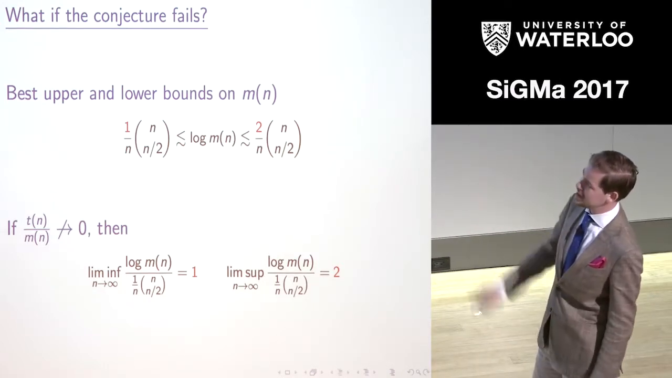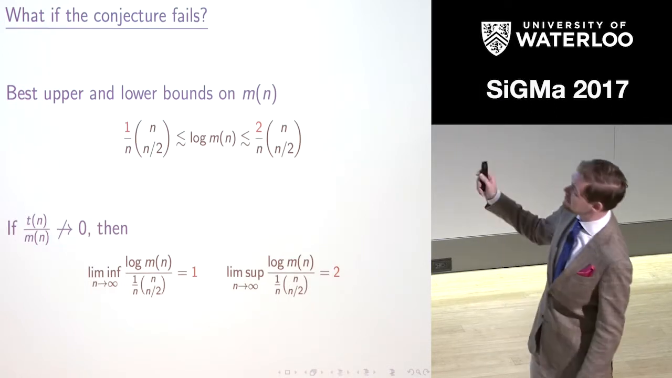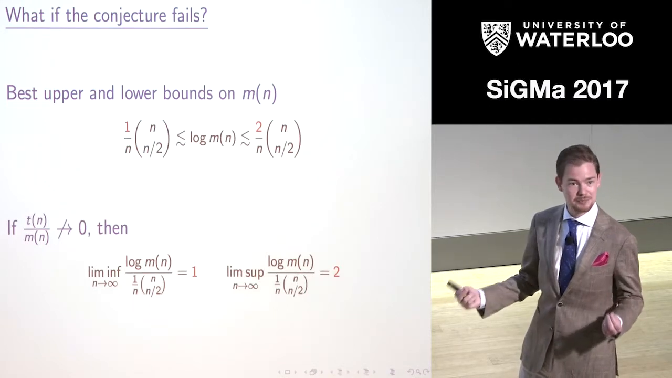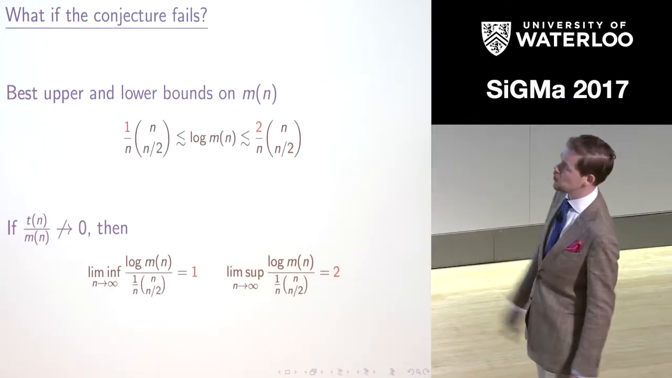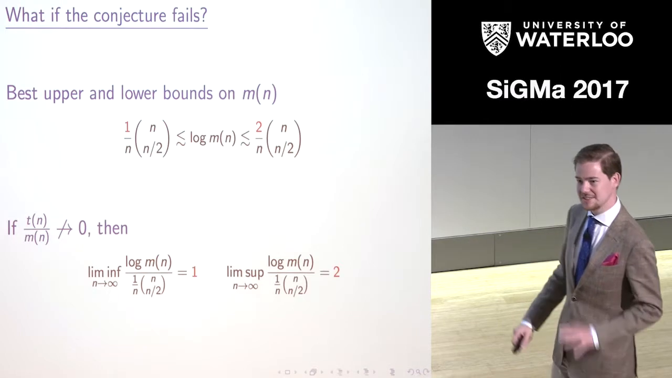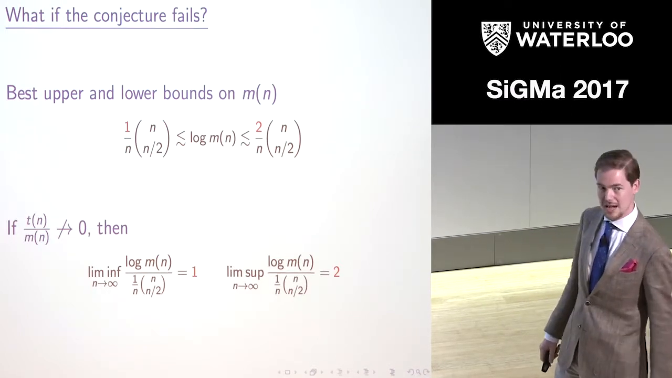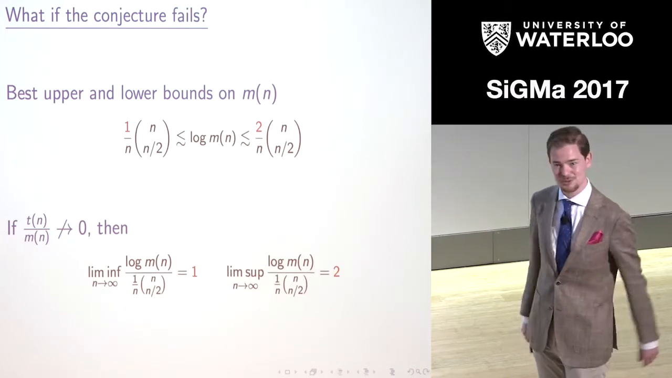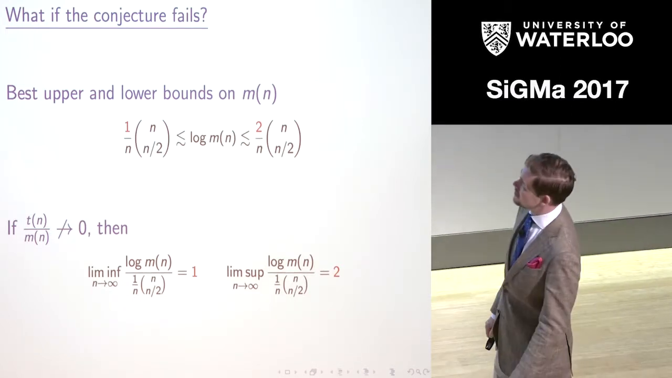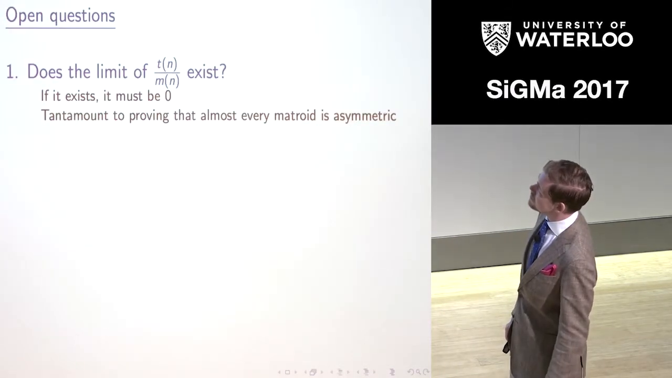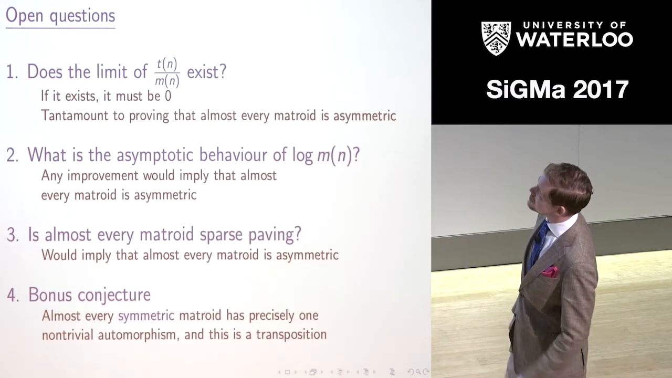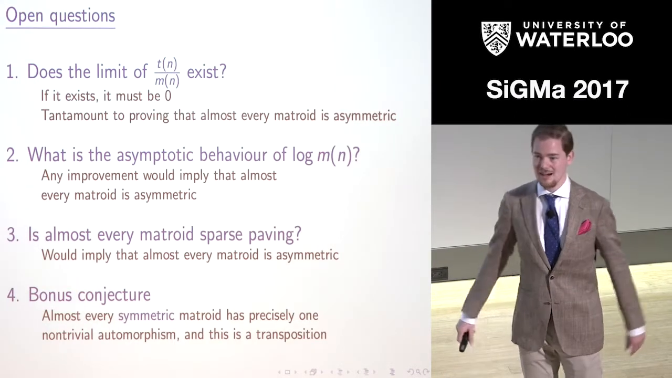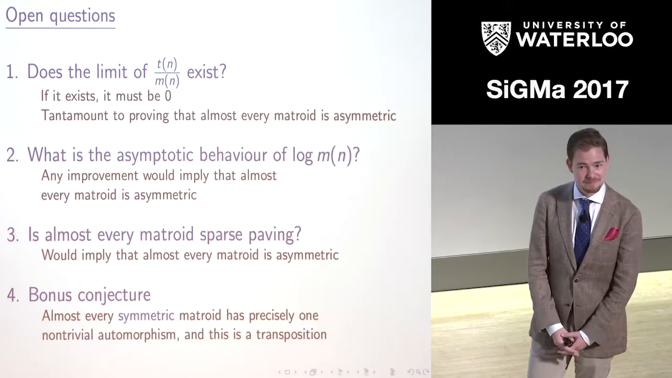And we can also show that if the limit is not equal to 0, then the upper and lower bound on the number of matroids are essentially the best possible. We cannot improve these constants 1 and 2, which I think is a bit weird if that would happen. So my money would be on this limit existing and being equal to 0. All right. So there are a bunch of open questions. I will just put them on the board here. And thank you for your attention.